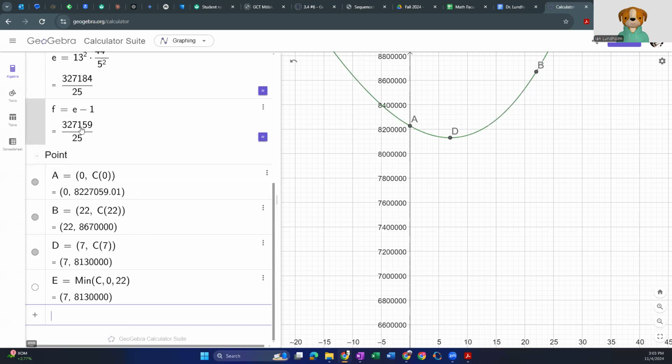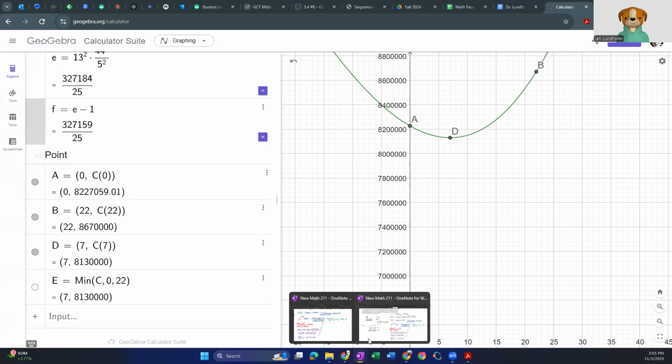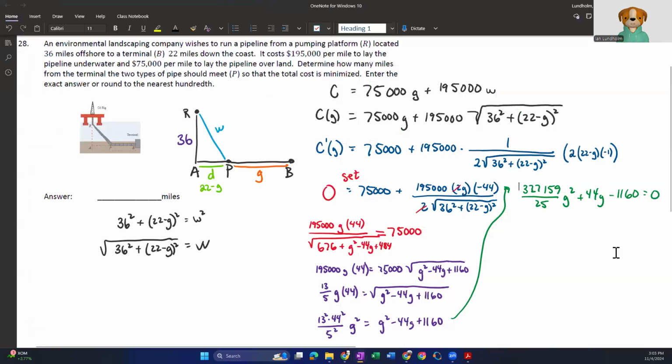327,159. All right, great. 327,159 over 25. This is awful. G squared, and then plus 44g, and then minus 1,160 equals 0. All right, so this is where I am. And at this point, you might be thinking, wow, maybe I should have done this before recording it to make sure that I know how this is going to work out.